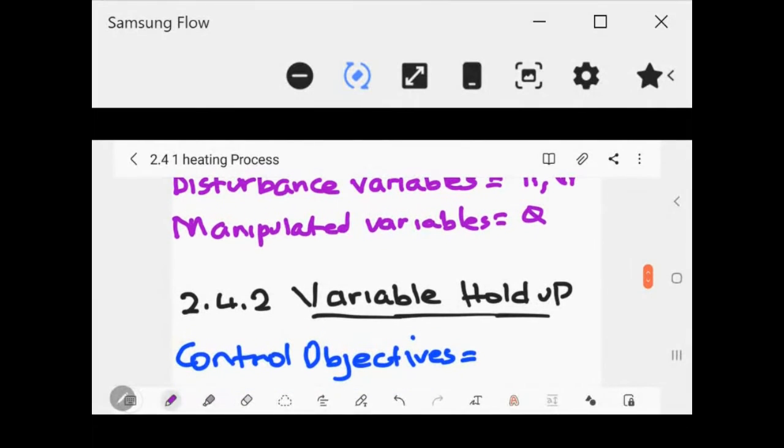In a changing volume CSTR, what would be our control variable? Controlled objective, sorry. What is it that we want to achieve? Not necessarily Q, Manik, but not necessarily the flow rate either. Definitely temperature, because the system is being heated. There's one more missing.